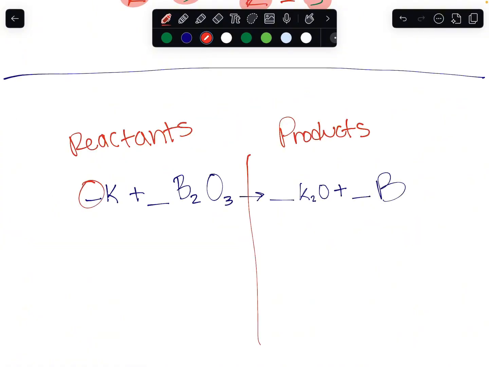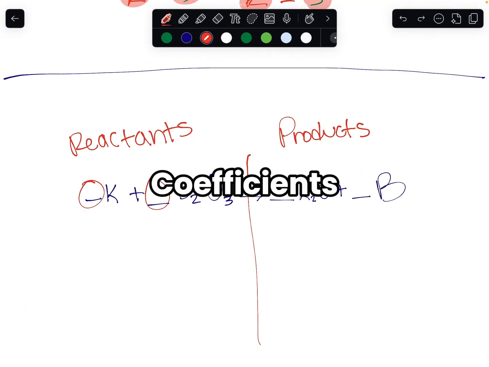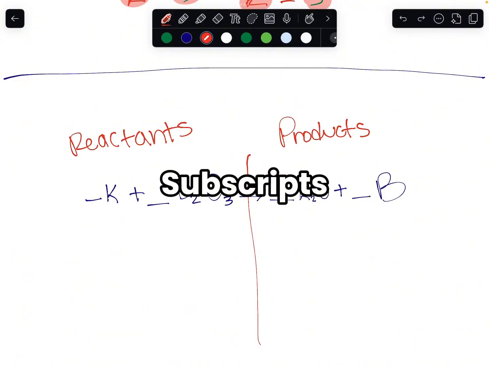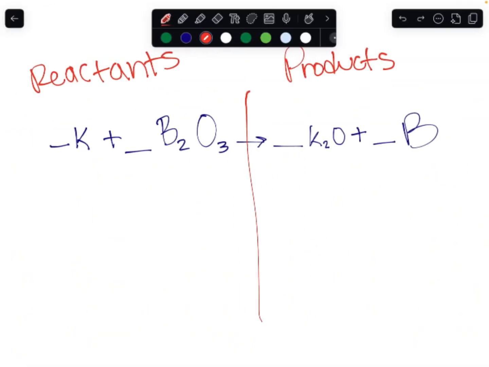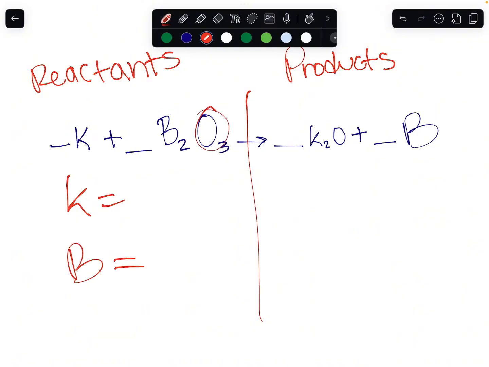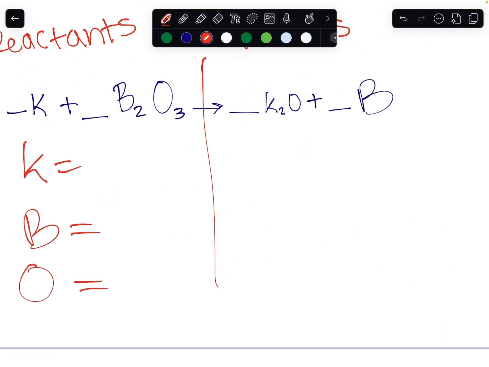The big numbers that go in front of the elements are known as coefficients, and the small numbers are known as subscripts. Now we are ready to get started. Our first step is to write down the elements that are given to us on each side of the equation. We have a K, we have a B, and we have an O. And then on the other side, we have the same elements.